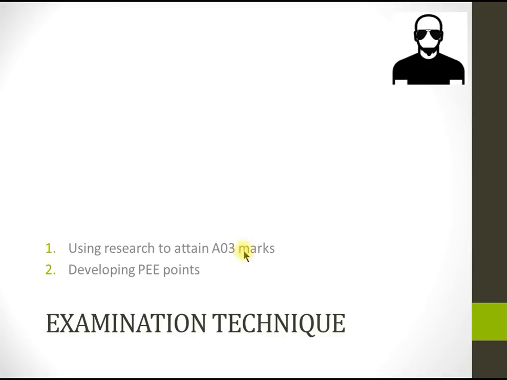So we're going to look at using research to get our evaluation marks. We're going to look at the different assessment objectives and how we actually write an evaluation. It's actually more complicated than it may seem. So, examination technique.